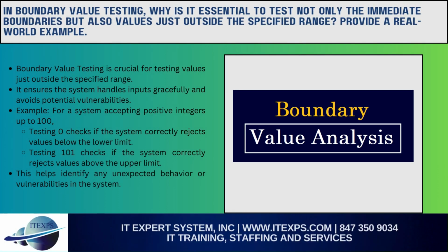In boundary value testing, why is it essential to test not only the immediate boundaries but also values just outside the specified range? Provide a real-world example. Testing values just outside the specified range is essential in boundary value testing to ensure the system handles inputs gracefully and avoids potential vulnerabilities. For instance, if a system accepts positive integers up to 100, testing values like 0 and 101 helps identify whether the system correctly rejects invalid inputs and does not exhibit unexpected behavior or vulnerabilities.